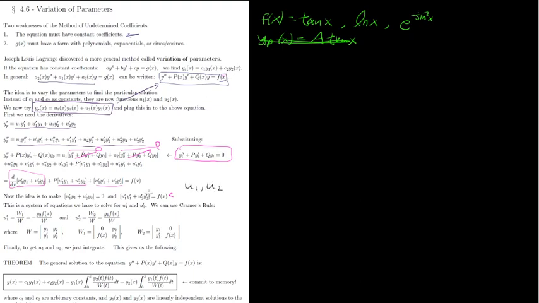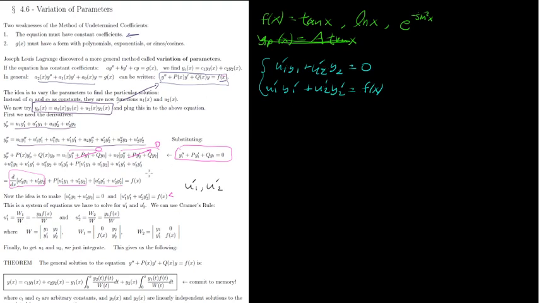And you notice we don't even have that here. We have u1 prime and u2 prime. So let's solve for those first, right? So we have a system of 2 equations and 2 variables. In fact, if you want, I can write that system down here. The first equation is u1 prime y1 plus u2 prime y2 equals 0. And then the second equation is u1 prime y1 prime plus u2 prime y2 prime equals f of x. And you solve this system for u1 prime and u2 prime.